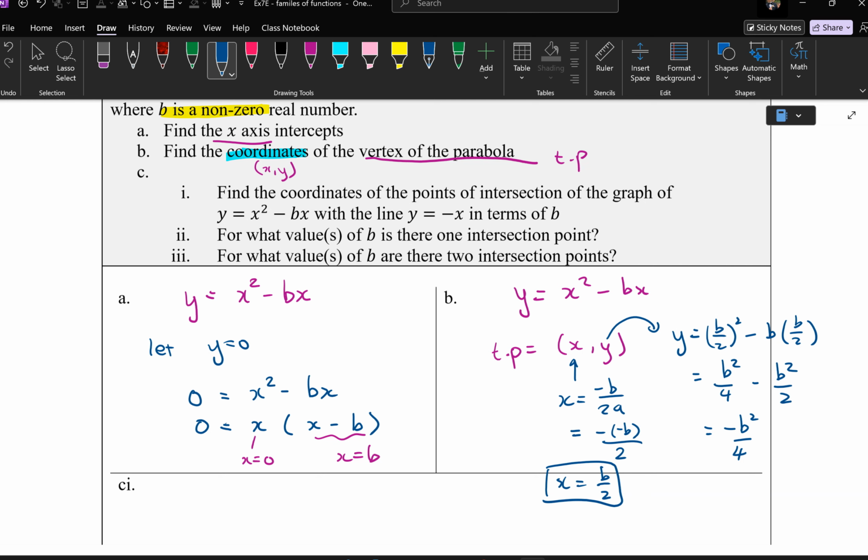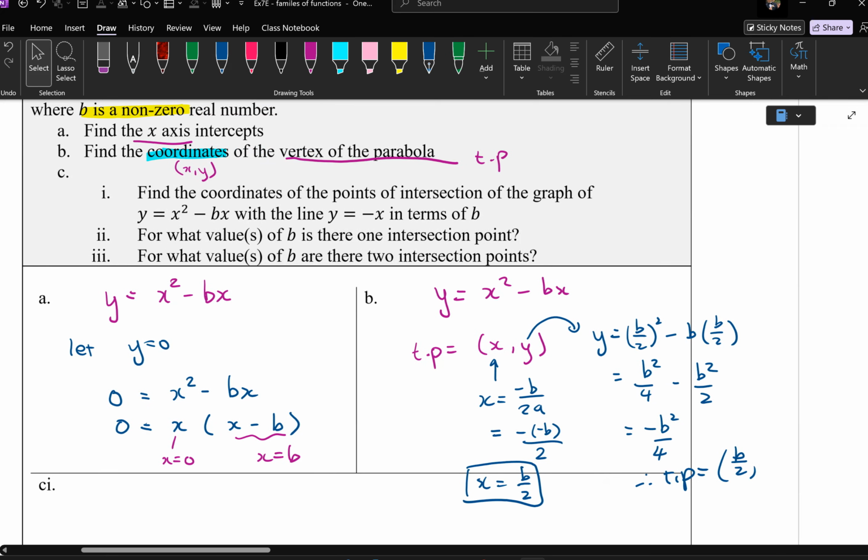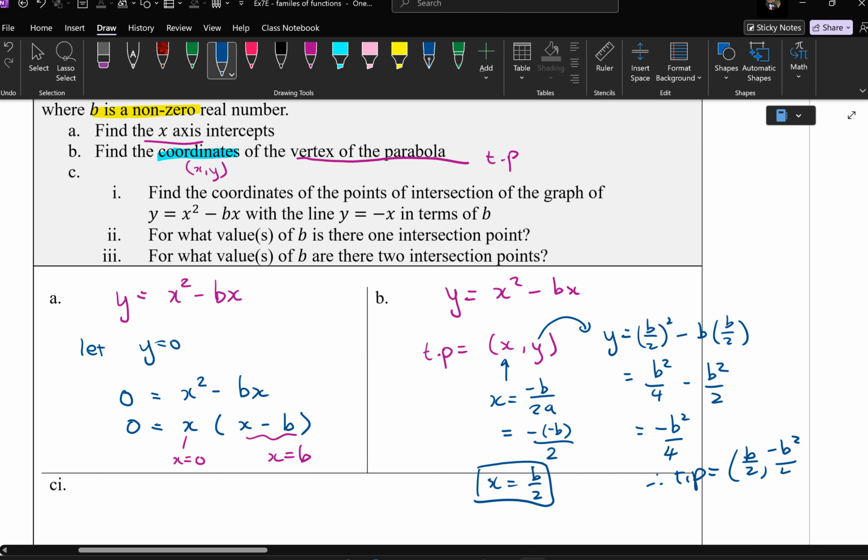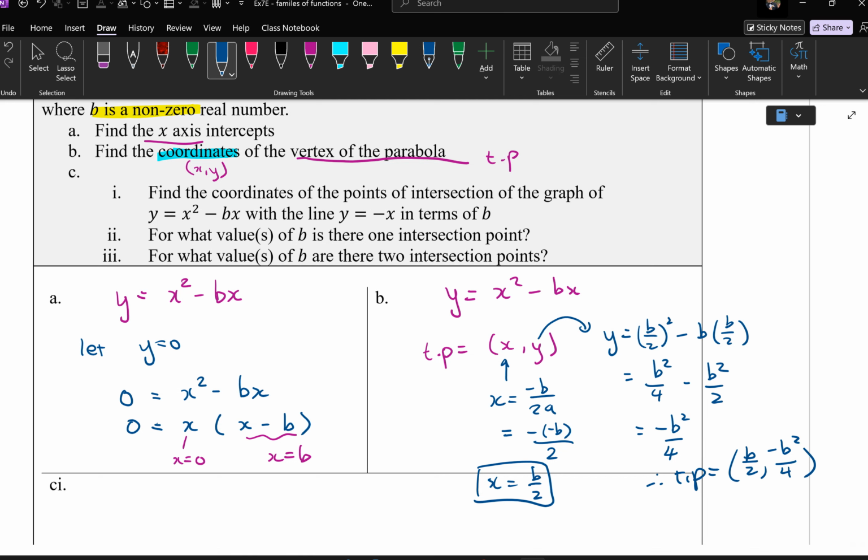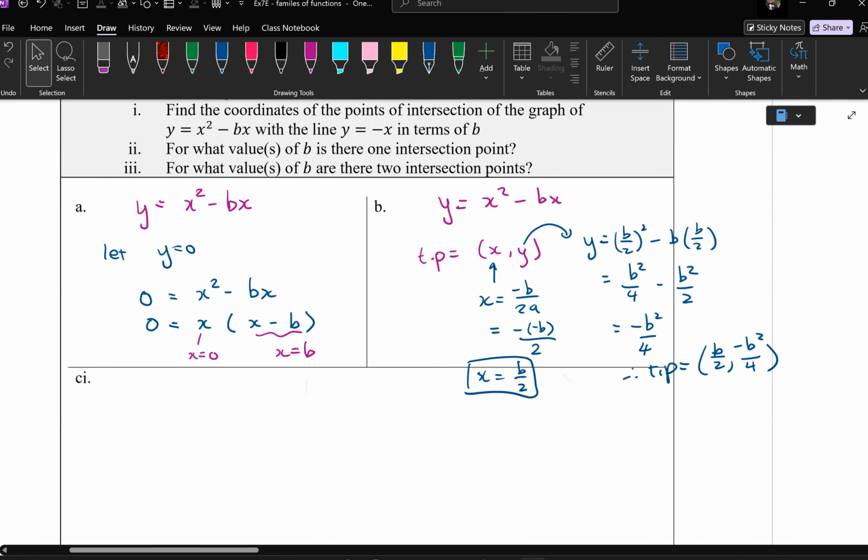So therefore, my coordinates must be b on 2, negative b squared on 4. Scroll down a bit.